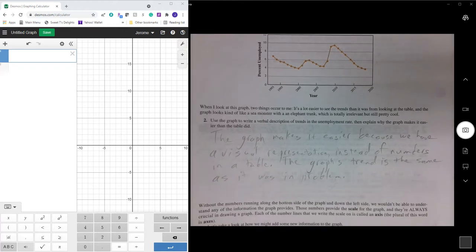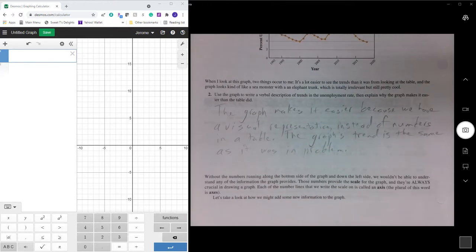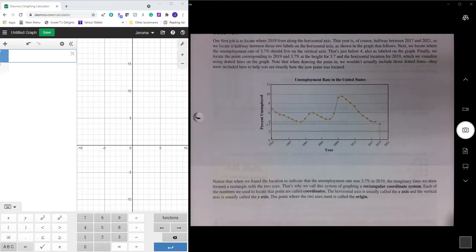Okay, now it says without the numbers running along the bottom side of the graph and down the left side, we wouldn't be able to understand any of the information the graph provides. Those numbers provide the scale for the graph, and they're always crucial in drawing a graph. Each of the number lines that we write the scale on is called an axis. The plural of the word is axes. Let's take a look at how we might add some new information to the graph.